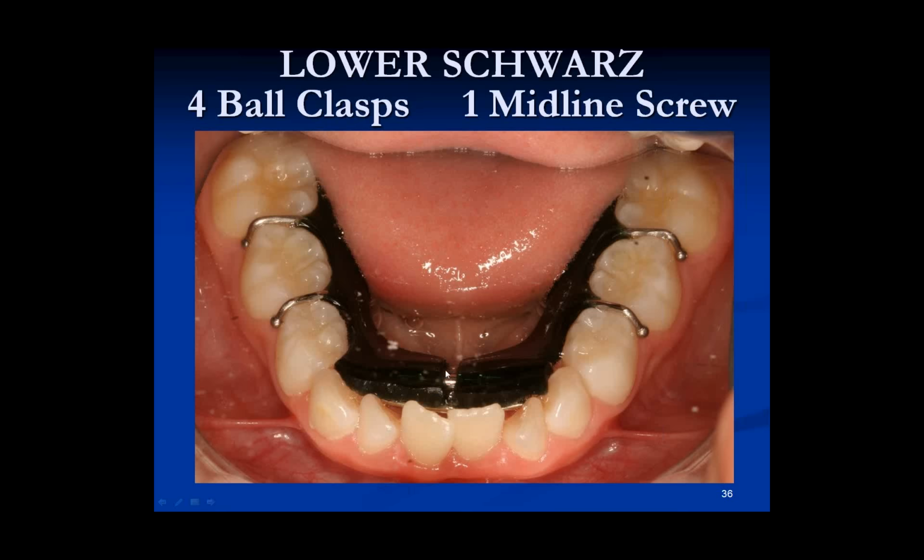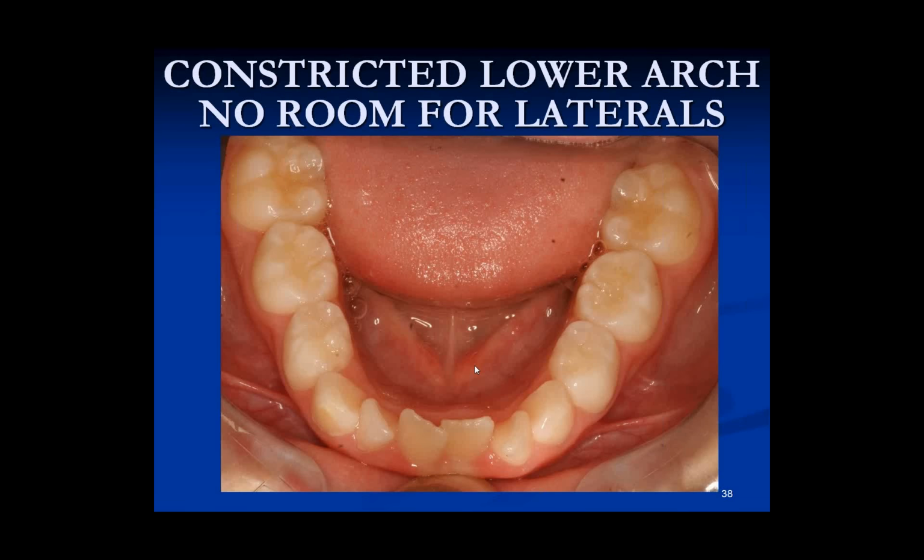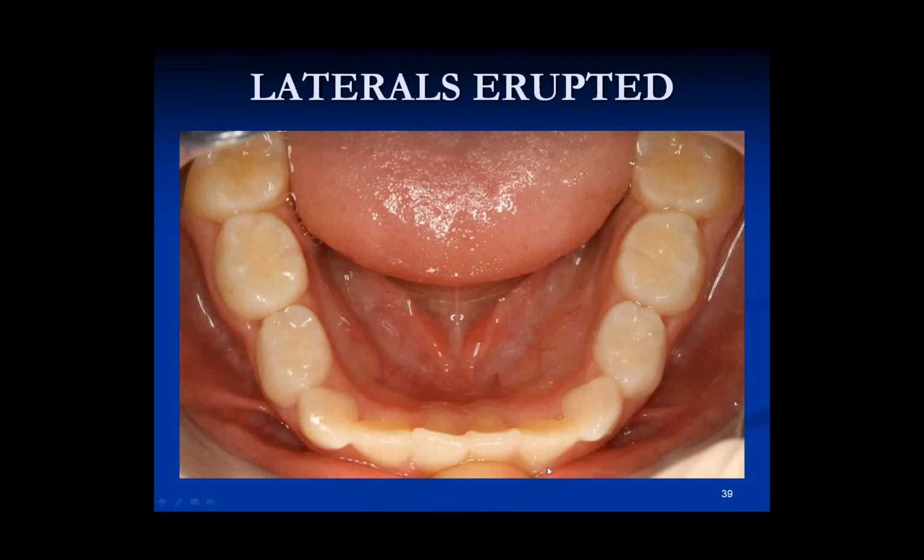So the lower arch, we put a lower Schwartz appliance in, same thing, midline screw, 2 ball clasps on each side, turn the appliance twice a week. Now it's open 4 millimeters. There it is, and look at that. Look at how the laterals have erupted. The 2 centrals are in, the 2 laterals are in, and isn't that a lovely lower arch? Lots of room for the tongue. He can speak better and make room for all the teeth so you don't have to extract teeth.